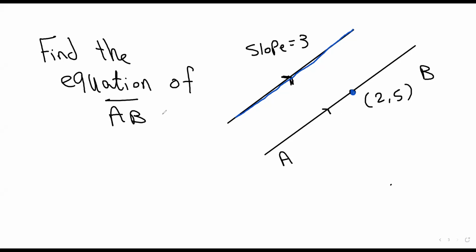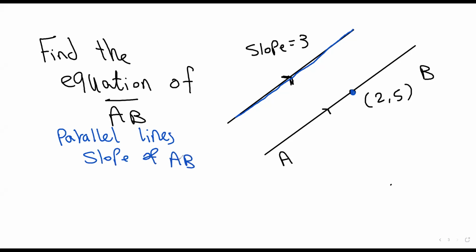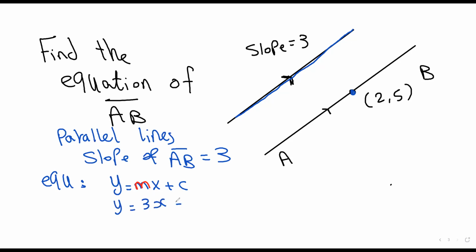Because they are parallel lines, the slope of AB equals 3. So the equation of AB is going to be y equals mx plus c. But instead of m, we have the slope, which is 3. We are going to write y equals 3x plus c.